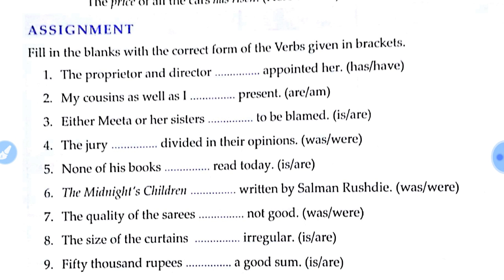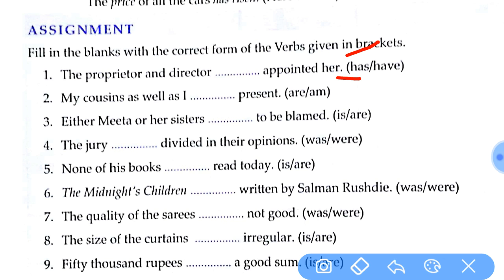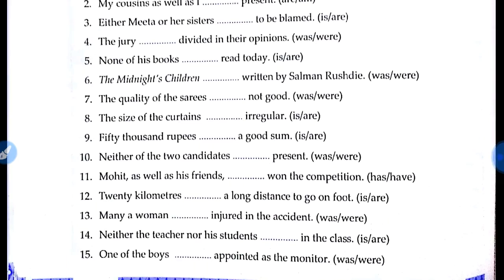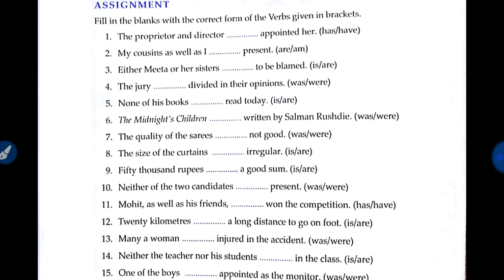I had told you that when you have two nouns joined with and, if the article is repeated, it will be plural. If the article is not repeated, it will be singular. So what will be the answer here? The proprietor and director has appointed. So the answer will be has. You just tick mark the word has and write the answer here. Like that you can do all 15 questions. Try to do it in the book, and then you'll be able to do the answers in the test paper. In the test paper, we have all these verb forms.